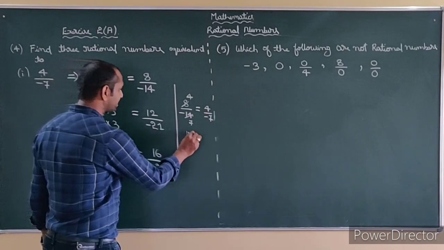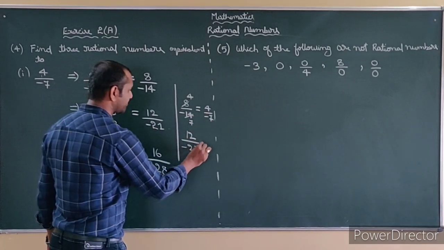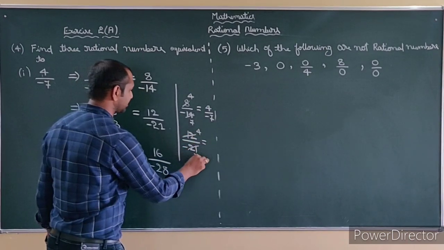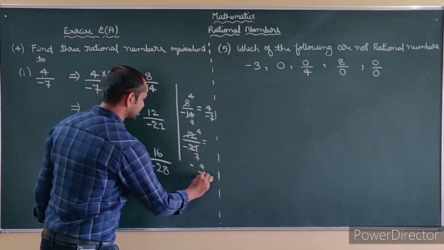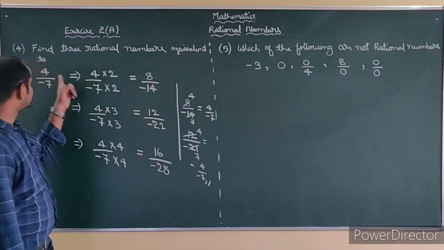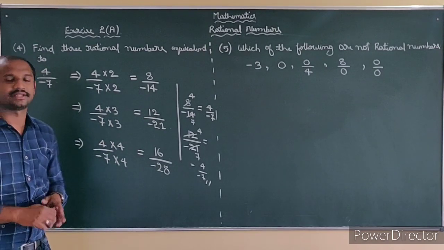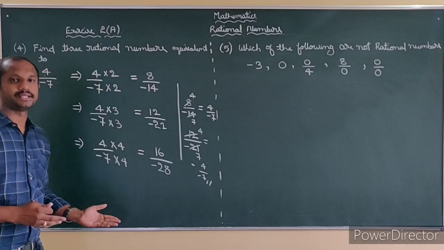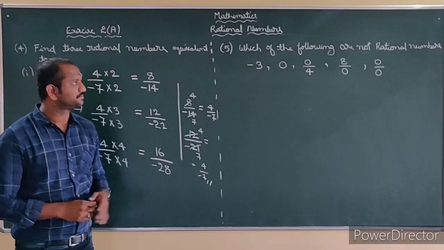So, if you want, even 12 by minus 21. Again, in which table? 3 4s are 12, 3 7s are 21. See, 4 by minus 7. Hence, we can tell that these three fractions are equivalent to 4 by minus 7. You have nearly 3 or 4 problems like this in an exercise. Do all of them by the same method and you will get the answer.